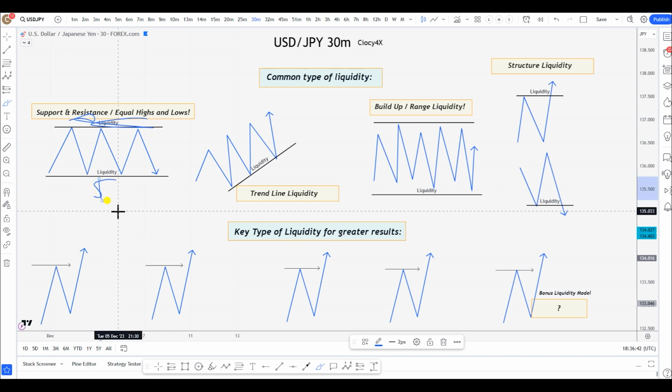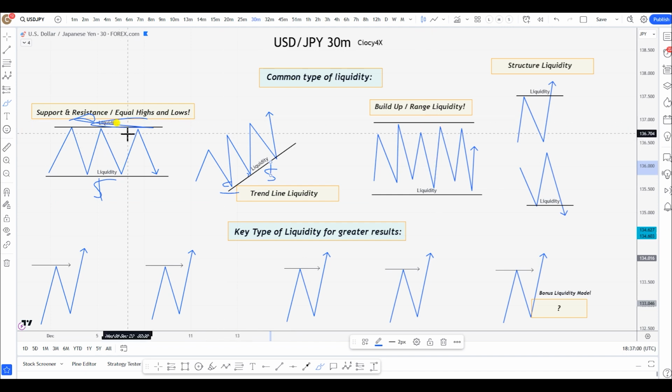Then another one is the trend line liquidity. You have, again, 1 touch, 2 touch. Already on the second touch, people started putting the stop losses below this low. So you got a lot of money fluctuating below this level. The same over here, build-up range liquidity. Now, you might be wondering, what is the difference between this and this?